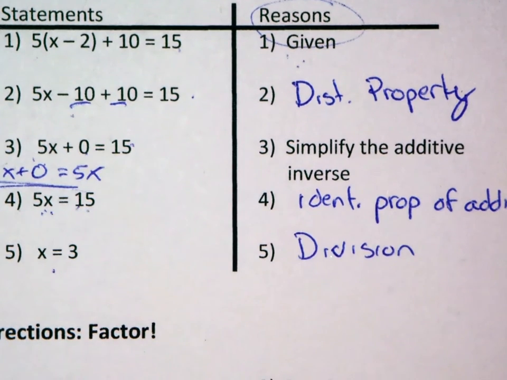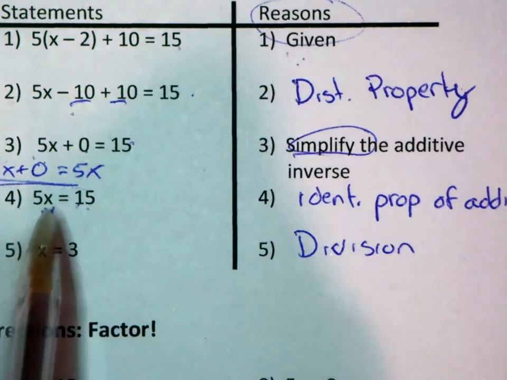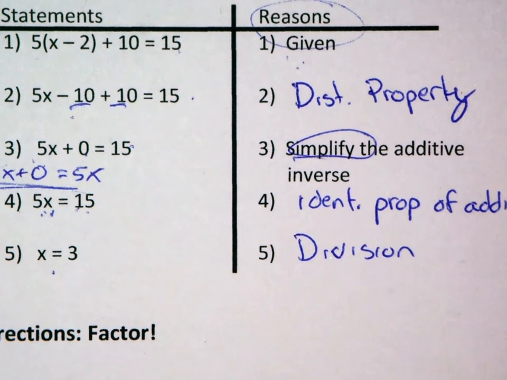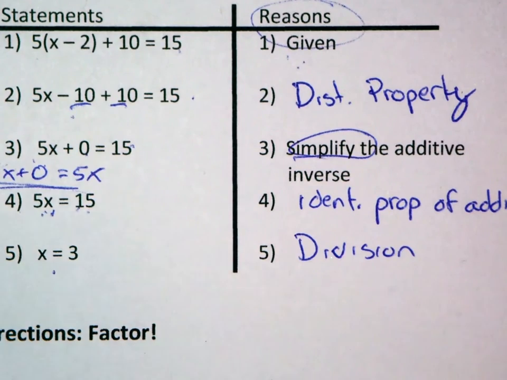I would have also taken simplify, because 5x equals 15 is not simplified. We need to divide both sides by 5 to get x equals 3, so that would have been a simplification process.